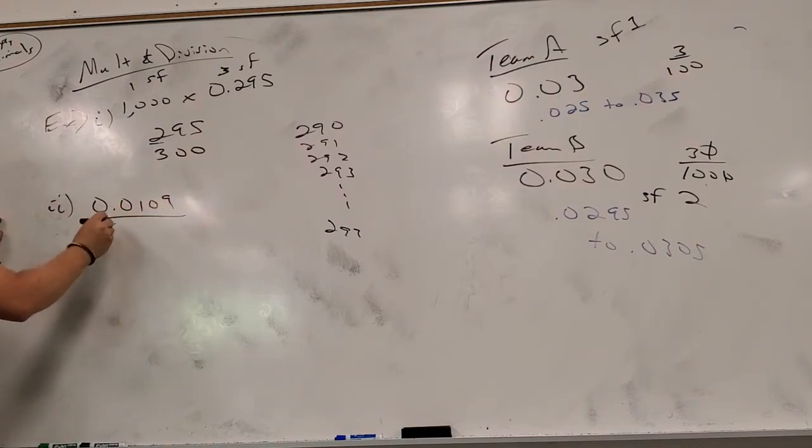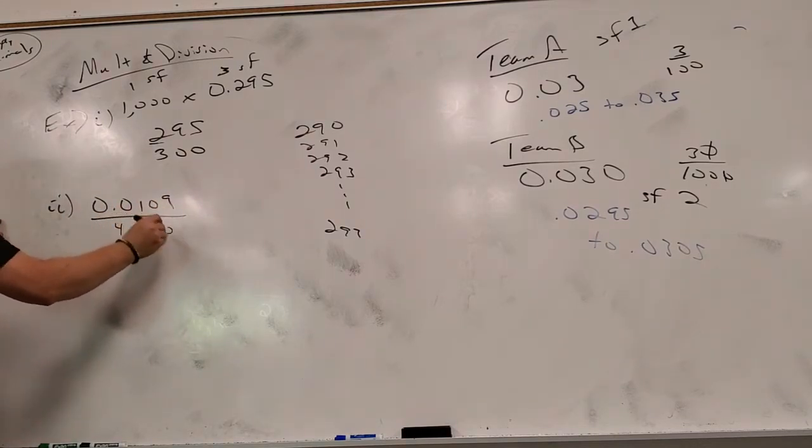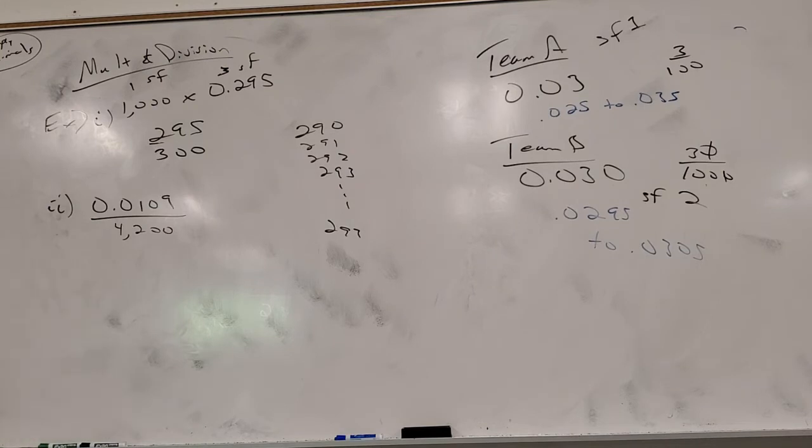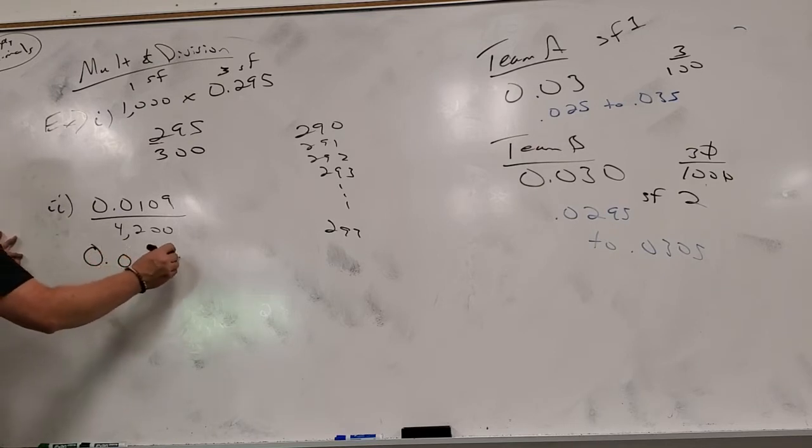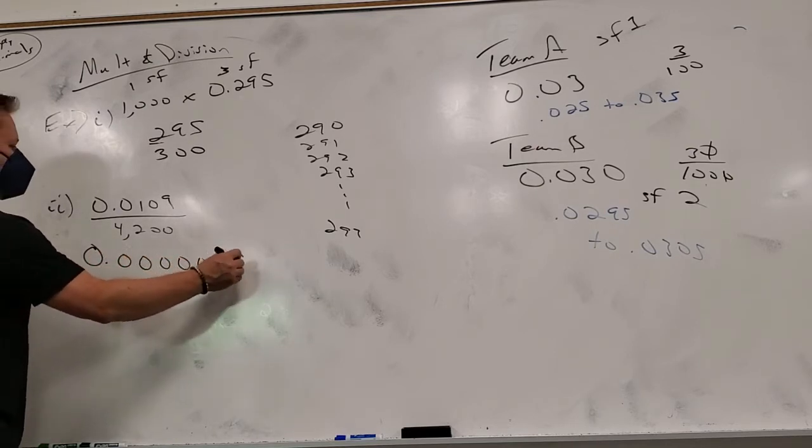So what about 0.0109 divided by 4,200? That's where you need a calculator. Just tell me the full number that it gives you. Zero point zero zero zero zero two five nine five. So 0.00002595.